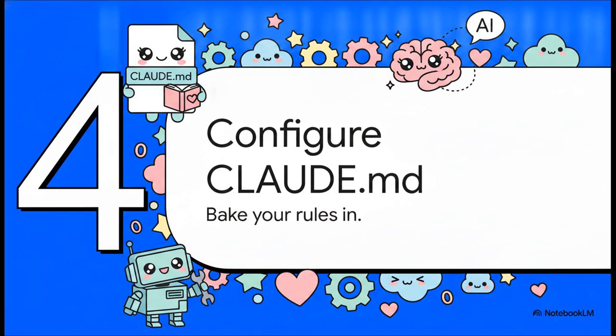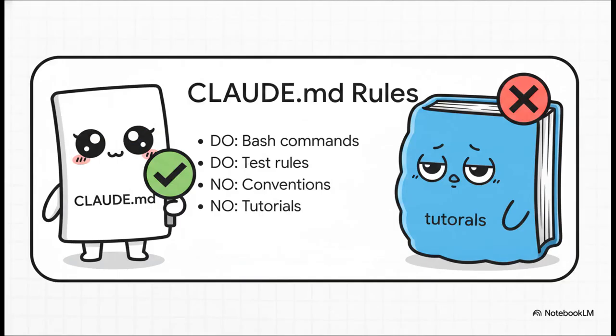Okay, tip number 4, configure your environment. You want to bake your project rules right into your CLAUDE.md file. Think of this file as persistent context. It's read at the very start of every single conversation, and it's how you teach the agent your specific project rules. But be careful here. Bloated files cause the agent to just ignore your actual instructions.